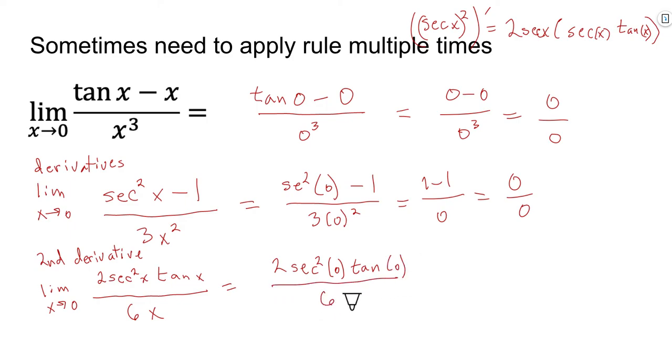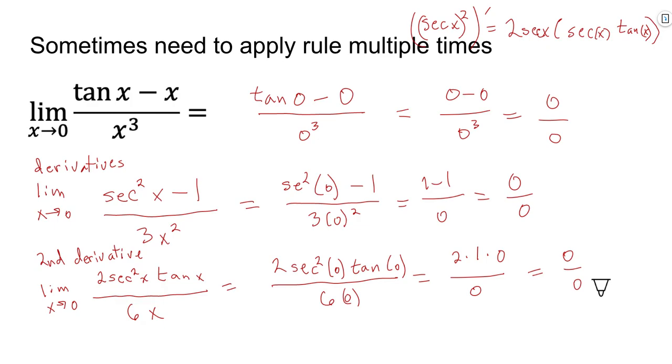All over 6 times 0. Secant of 0 we talked about is 1. Tangent of 0 is 0. So we get 2 times 1 times 0 over 6 times 0, which is 0. We still get 0 over 0. One more time. We've got to get that bottom part to 1.